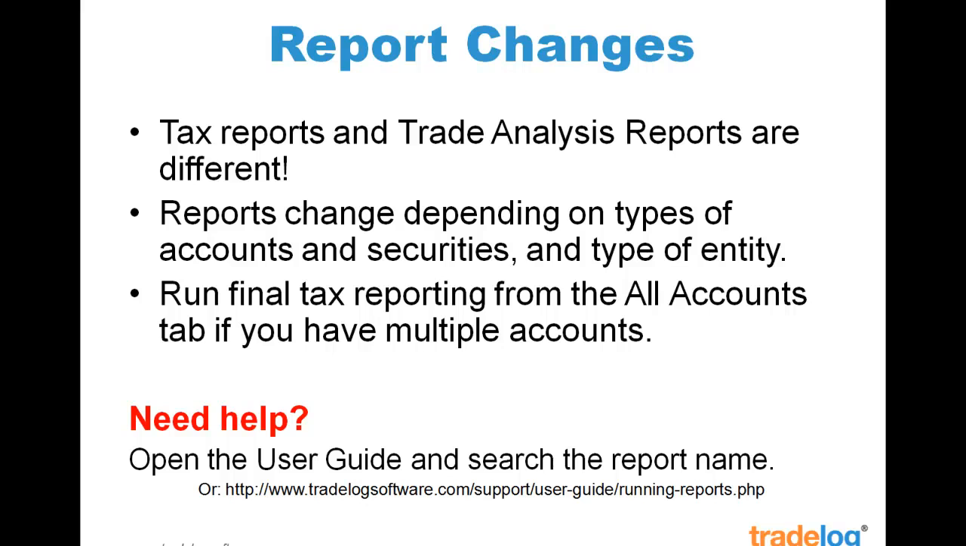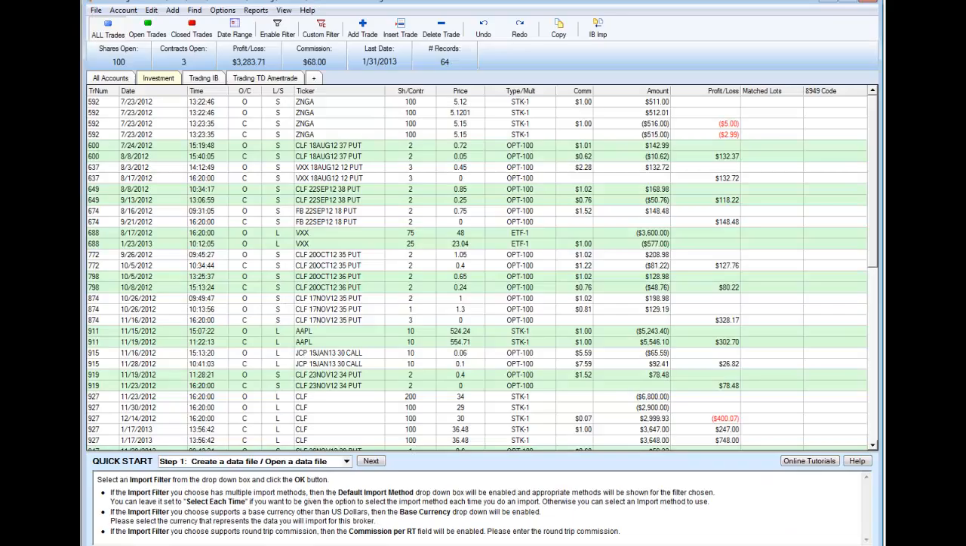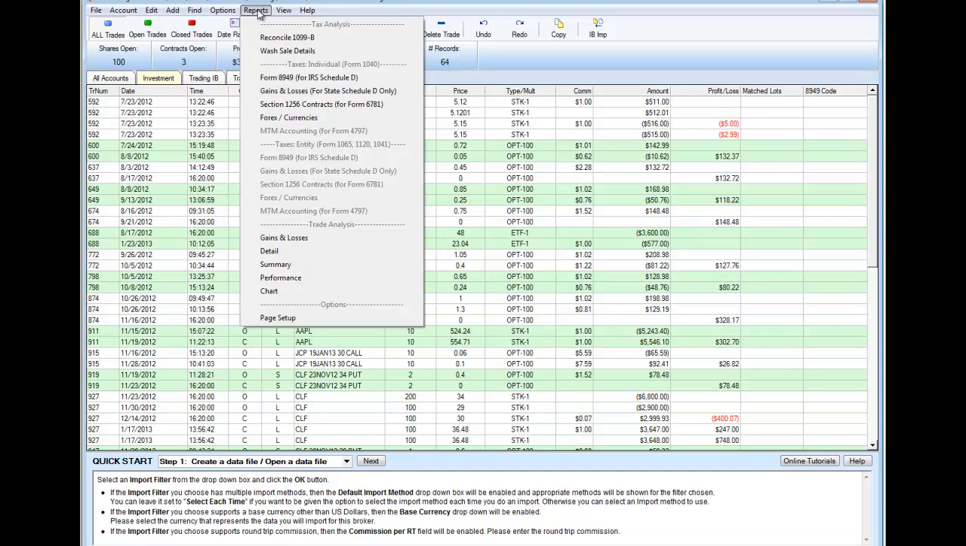One important thing, if you maintain multiple accounts in one TradeLog file, you want to make sure and run your final tax reporting from the All Accounts tab. Let me show you what this looks like in TradeLog. Notice the reports menu. We have at the top a couple of tax analysis reports. One is the Reconcile 1099 report, the Wash Sale Detail report.